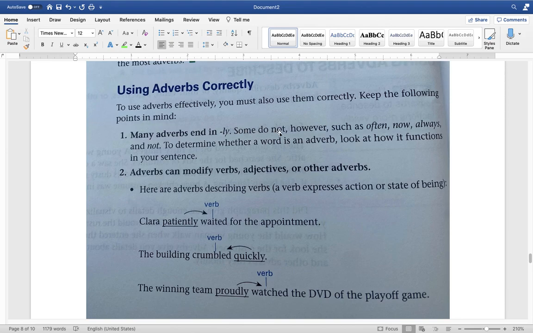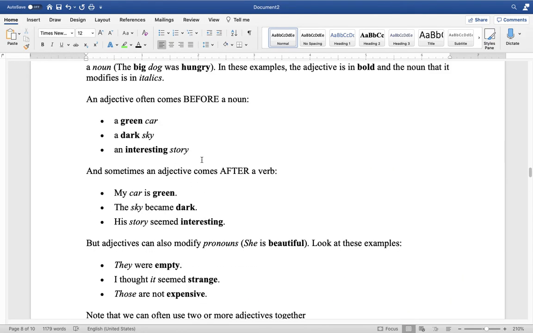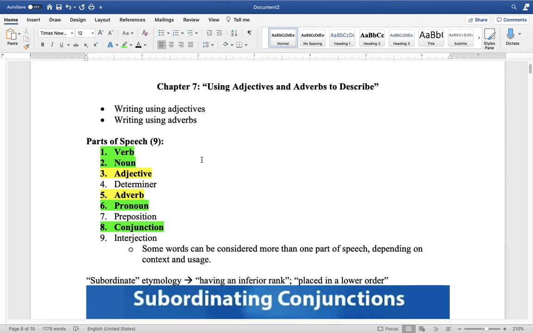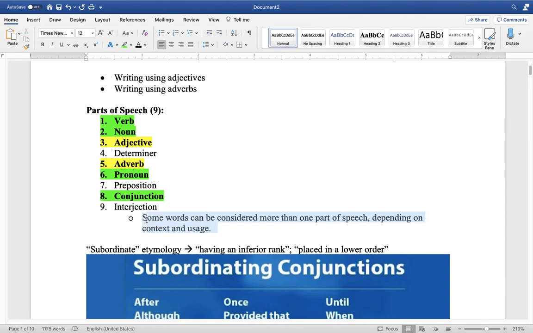Some don't. Not all adverbs do, right? Like often, now, always, and not. So to determine whether a word is an adverb, look at how it functions in your sentence. In order to do that, you have to have an understanding of how parts of speech work. And under my parts of speech, I have a little caveat that's really annoying, which is some words can be considered more than one part of speech depending on context and usage.